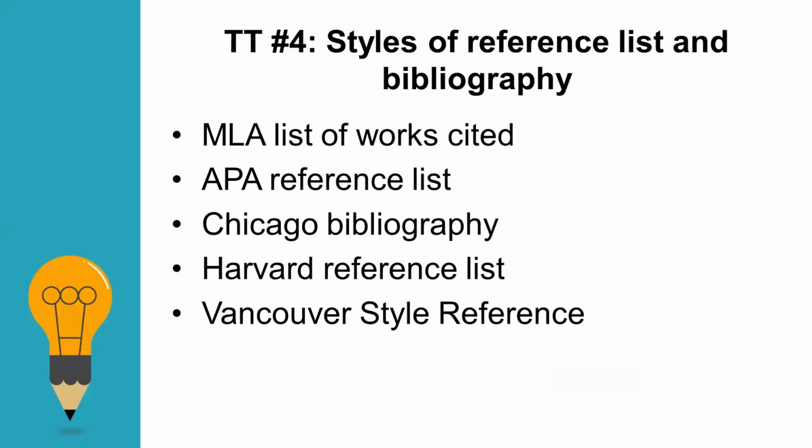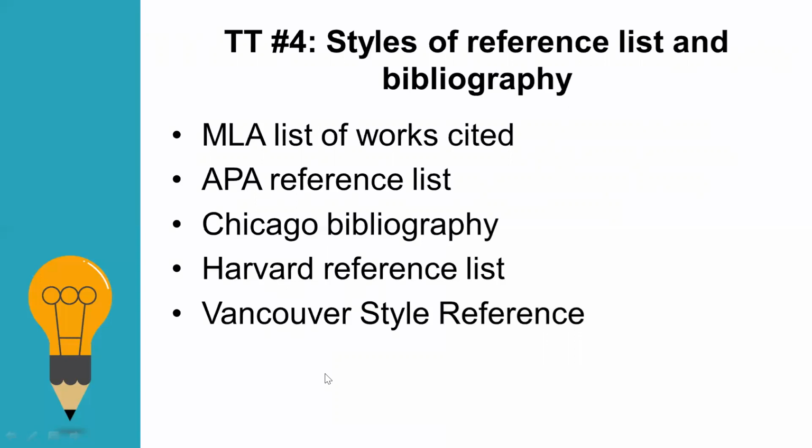There are various styles, so you should understand this also. The next step is that styles of reference list and bibliography should be well understood. When you are submitting to a certain university or a journal for publication, make sure that you have checked their pattern of reference list and the format of bibliography style which they follow. MLA list of works cited, APA reference list, Chicago gives bibliography, Harvard reference list, and Vancouver style reference. So these are the most common ones.